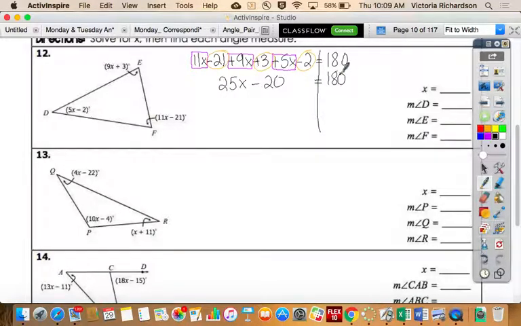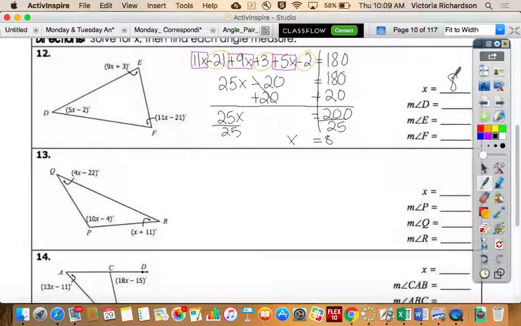Then we're going to solve it just like a two-step equation. So we're going to add 20 to both sides. And you get 25x, this cancels, equals 200. And then last step is to divide by the number in front of the x. And you get x is equal to 8.